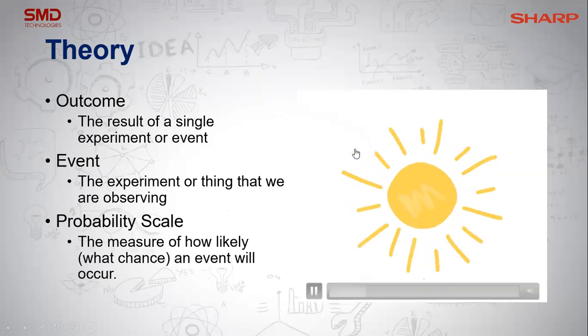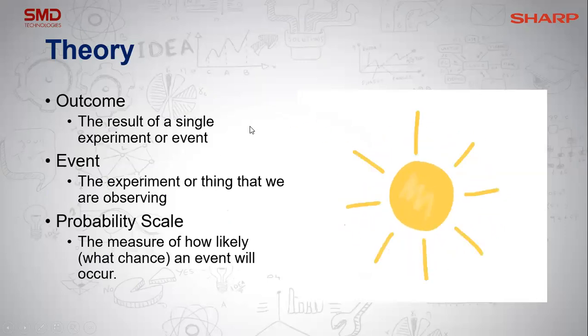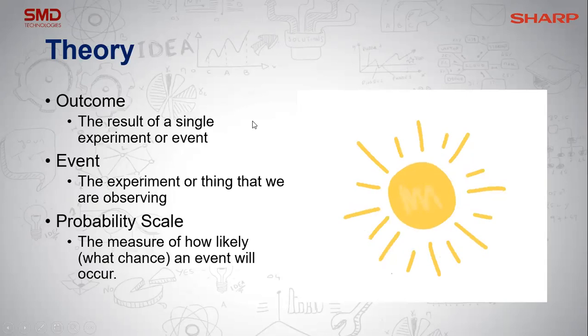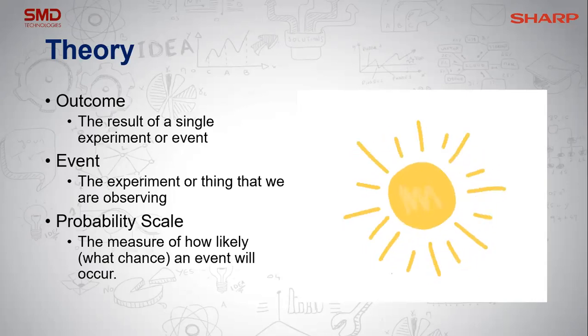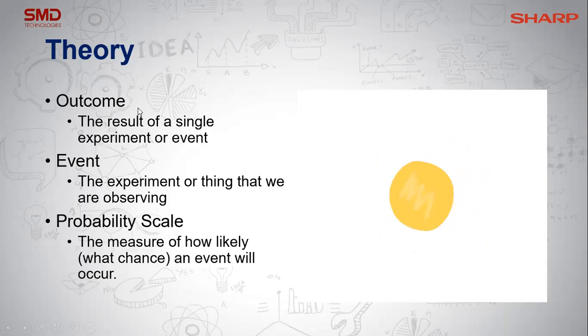So just to briefly go through them, because I think sometimes we struggle with this. The outcome is the result of a single experiment or event, okay? Whereas the event is the actual experiment or the thing that we are observing, okay? So your event is what would the weather be tomorrow? Your outcome would be sunshine or rain or whatever, okay?